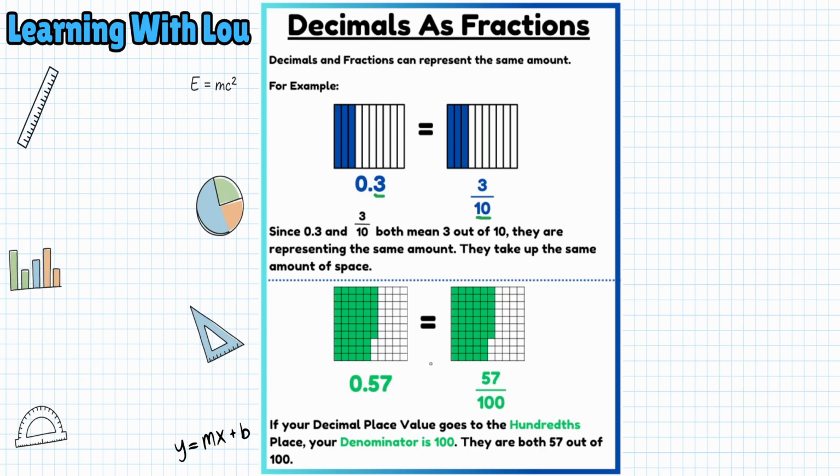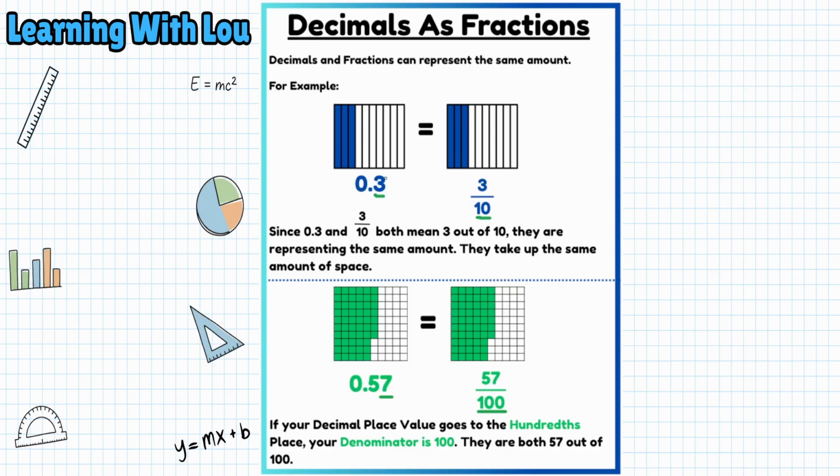Down here, you can see another example. You have 0.57, which is 57 hundredths. They both represent 57 out of 100 total parts. Now, I knew that I had to show this as hundredths because that's where my decimal place value stops. My 7, my last number all the way to the right, is in the hundredths place, and that's what tells me that my denominator has to also be 100.